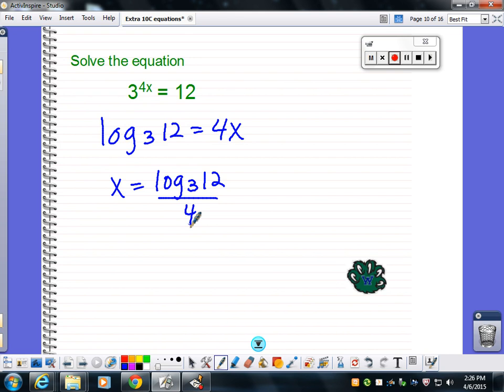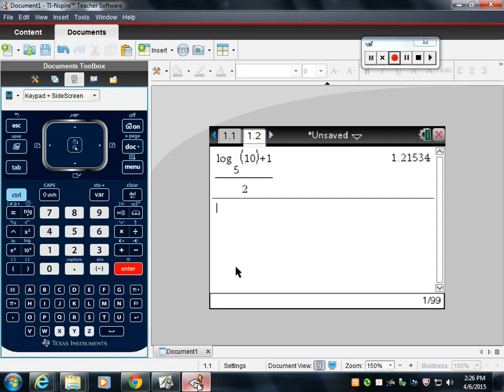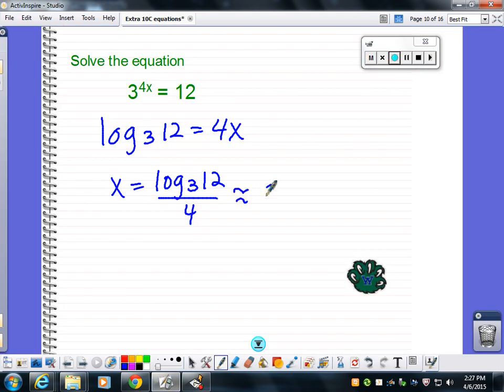Now that's the exact answer. We could put this in the calculator and get an approximation. So our approximate answer, let's see, we got log base 3 of 12 over 4. So 0.565. So approximately 0.565. Don't forget to write that 0 placeholder, right? We don't want to miss it because we forget a 0.